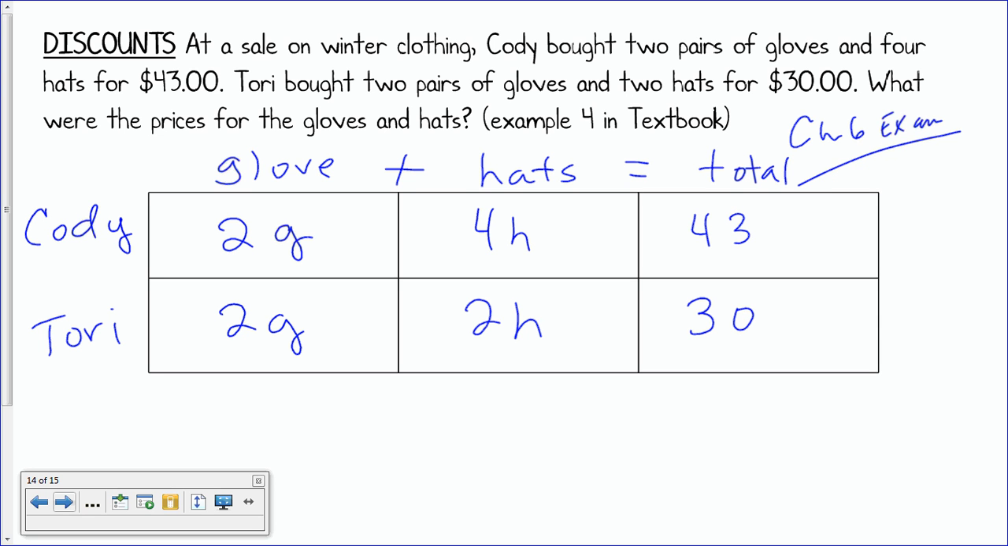Do I have opposites? No. I've got to get opposites out. Bottom one or the top one? Bottom. Remember now, you have to change everything. Negative, negative, negative. So you get 2H equals 13.